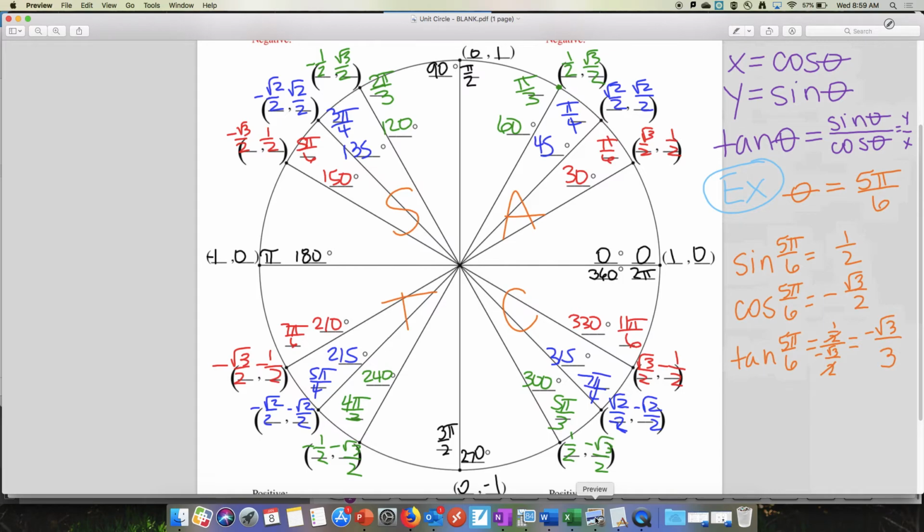Okay, I'm going to run out of room, so let me come over here. For our reciprocal functions, the cosecant of 5 pi over 6 is going to be the reciprocal of sine, so 2 over 1. The secant of 5 pi over 6 would be the reciprocal of cosine, so 2 over radical 3, negative. But you never want to leave a radical in the denominator, so you would need to rationalize.